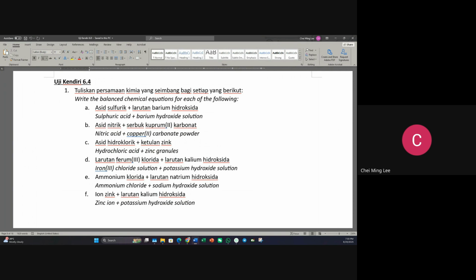I try to do this. This is to train whether your chemical equation, see whether you still remember the formula for each substance or not.